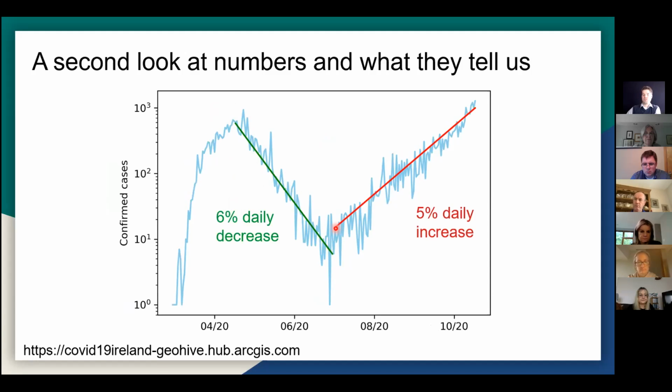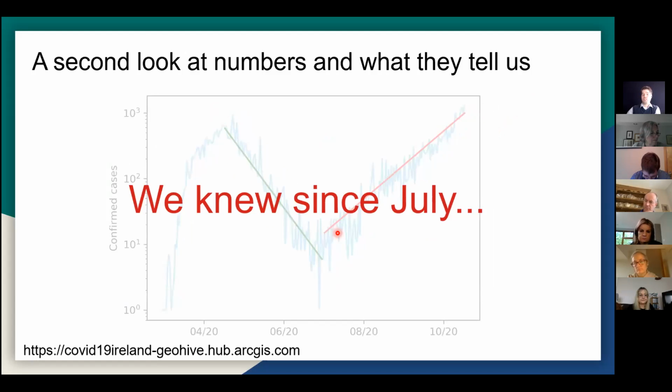Similarly, if you start on the 1st of July with the number that was reported there, and I take a 5% increase, it's again very much spot on. So this really shows that it hasn't only been an exponential decay, but also an exponential increase. And this has been going on not just for the last couple of days, but since July. So we knew in July that something was amiss. The numbers were low, but still kept increasing.